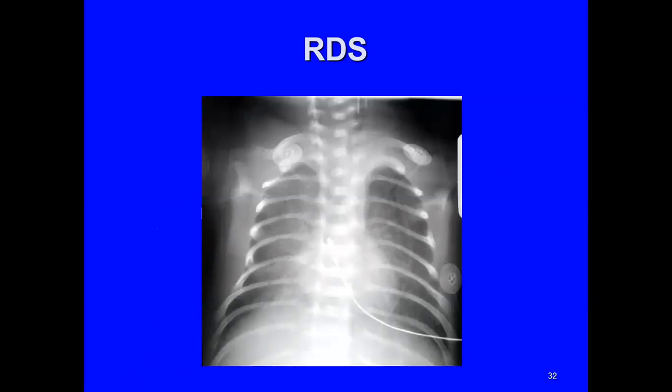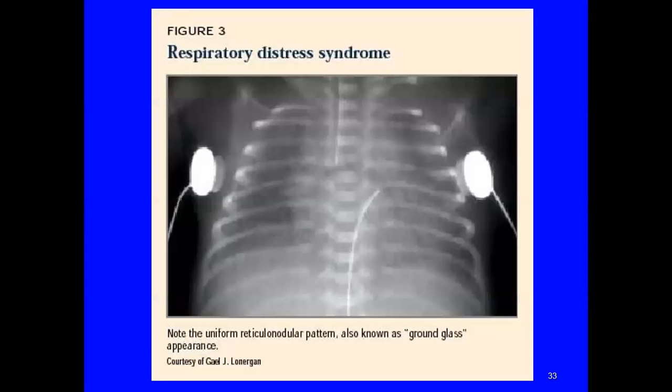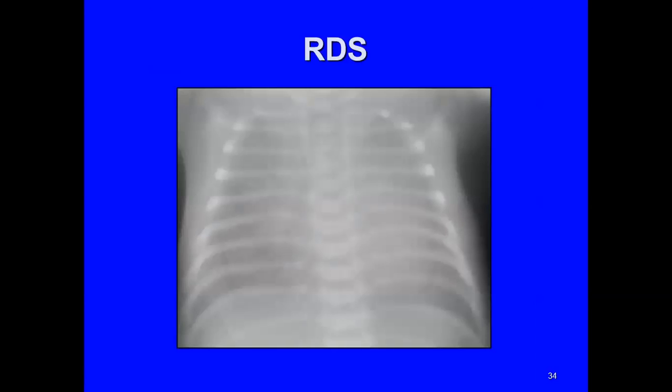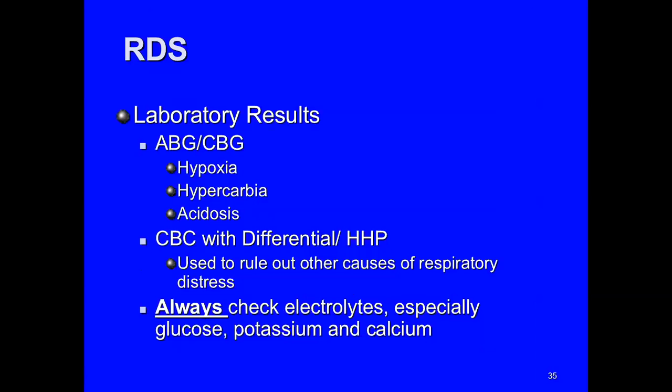You can see this in this picture. So this is a case of respiratory distress syndrome. Now laboratory findings: ABG and CBG can show hypoxia, hypercapnia, and acidosis. There is also the CBC and differential leukocyte count.